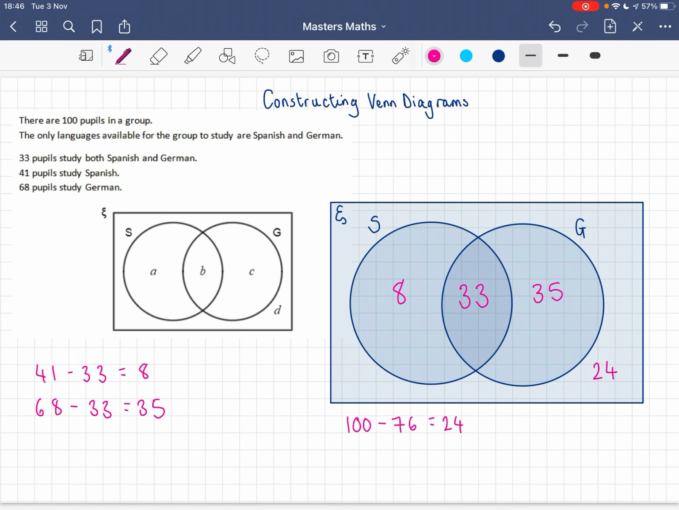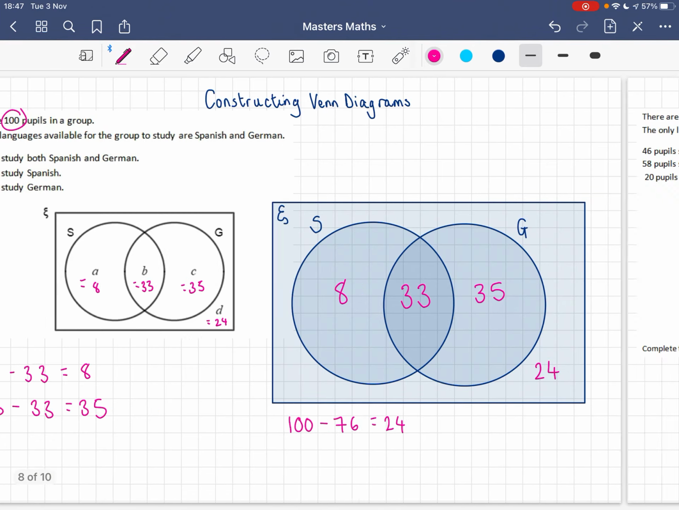So in terms of this question, A is 8, B is 33, C is 35, and D is 24. And if you add all of those up, you would get 100 to represent the 100 pupils that we had in the group altogether. Okay?